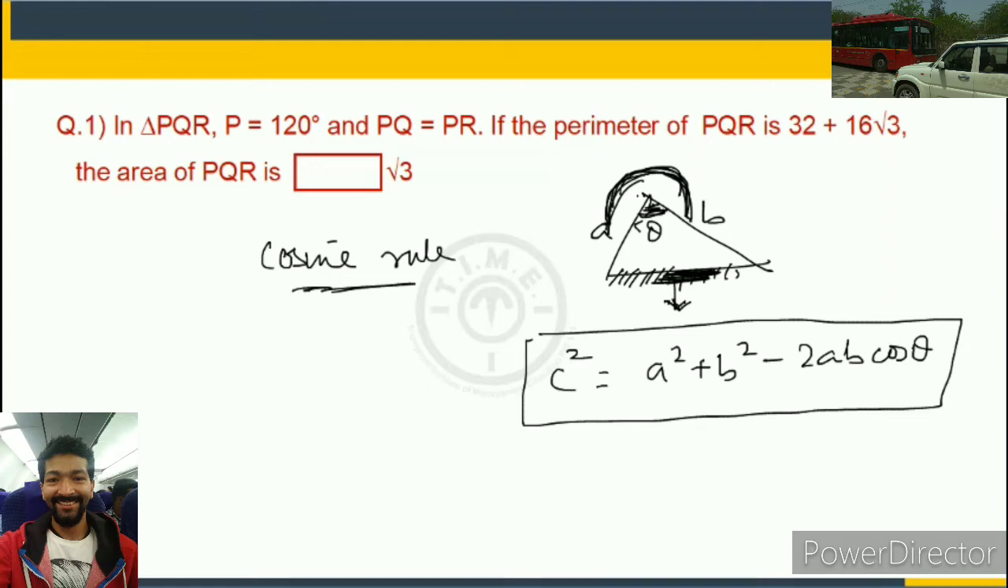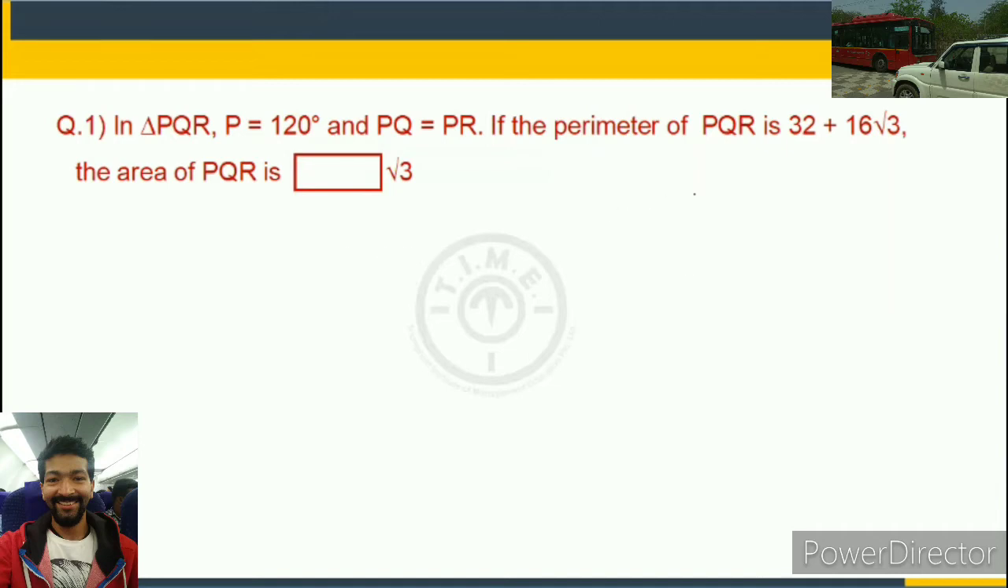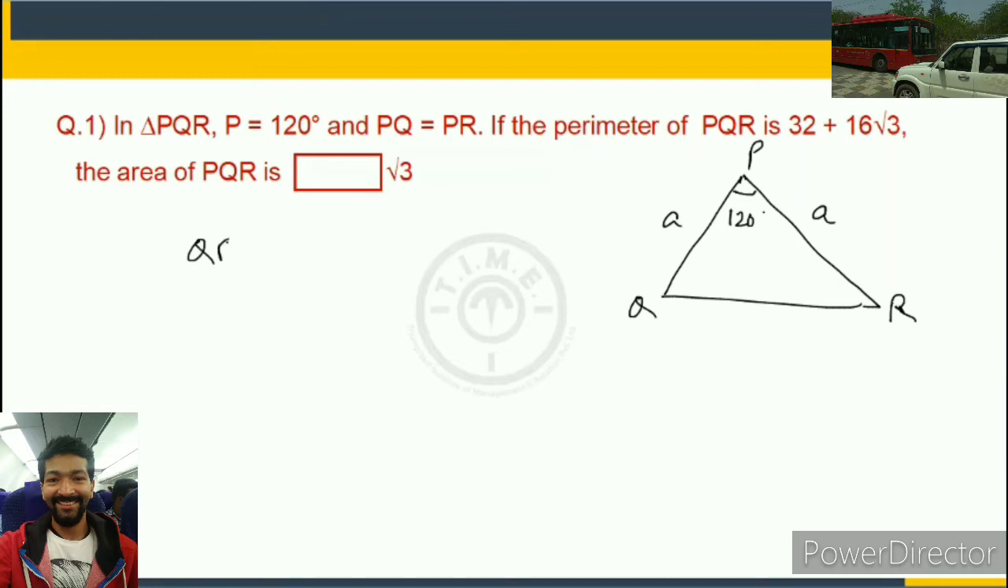So now coming back to the alternative solution for this particular question. This is a triangle in front of us where PQ is equal to QR. This is A, this is also A. To find QR, this angle is 120. So QR square should be equal to A square plus A square minus 2 A into A, which is A square, cos 120.